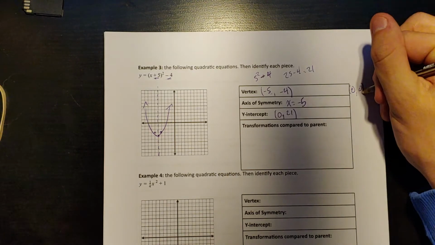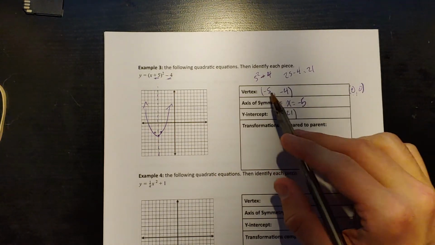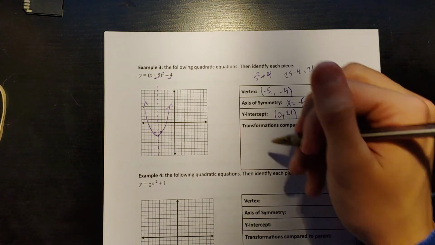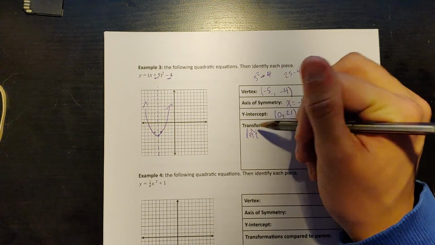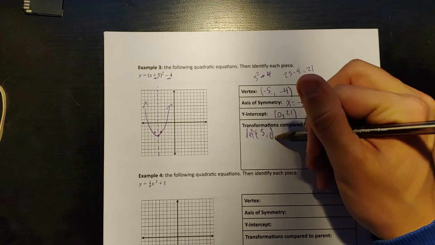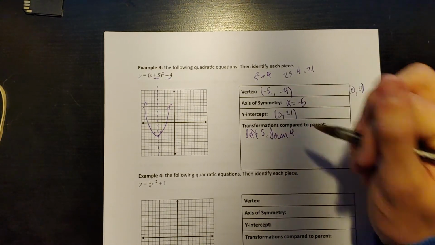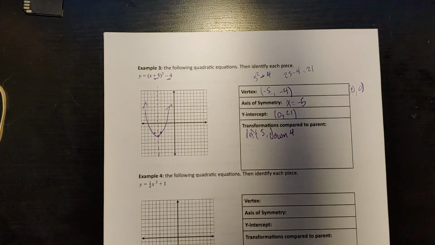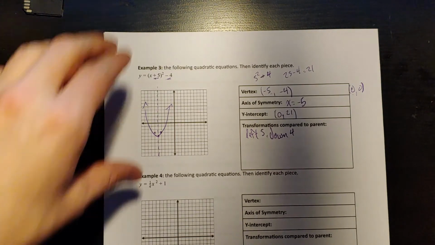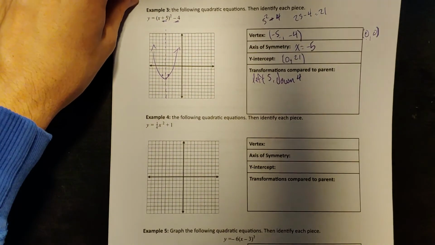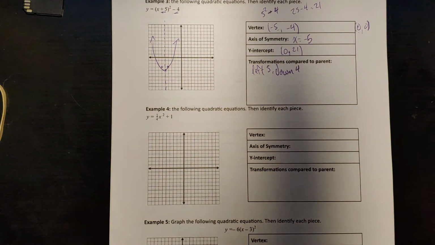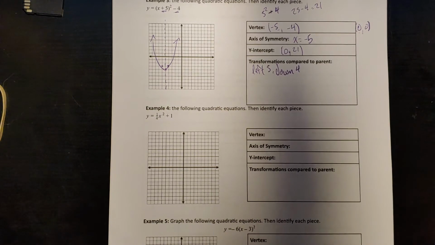So if we start at (0, 0) and we went to (-5, -4), we went left 5 and down 4. And that's it. Ta-da. Easy peasy. All right. I think that one's the easiest because you don't have an A.